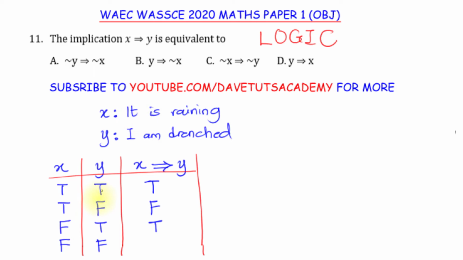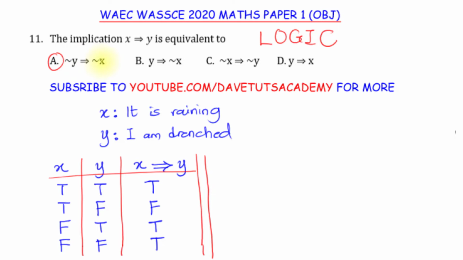Then if it is not raining, I am not drenched. Of course, that is also true. If it's not raining, of course, there is no way I'm going to get drenched. Then this particular speculation, if x then y, is going to be true. So we have this truth table that we can consider if we look at all these options that we have. Originally, the correct answer will be this option A, but I just want to spell it out by examining the truth table for not y.